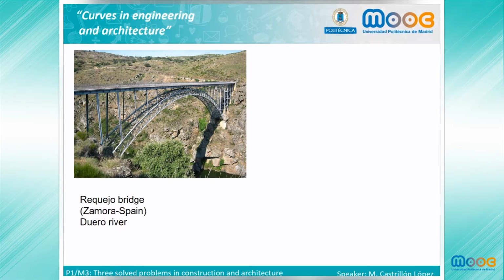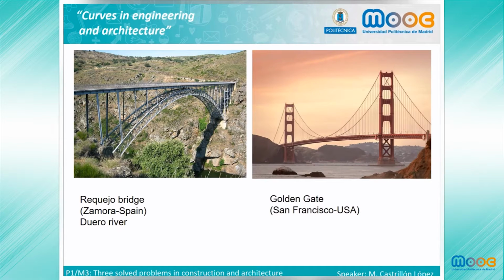There are many constructions illustrating this problem. For example, this bridge over the Duero River in Spain. And this problem also applies when the arc has to support the bridge below it. And this is the case of the Golden Gate in the United States. The parabola is on top of the bridge.